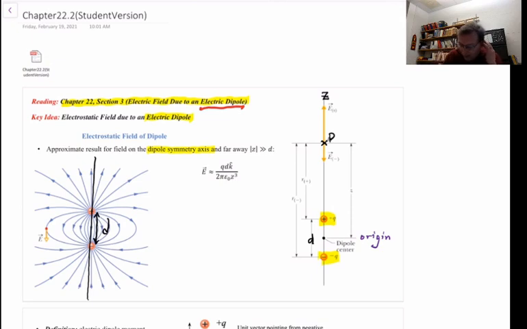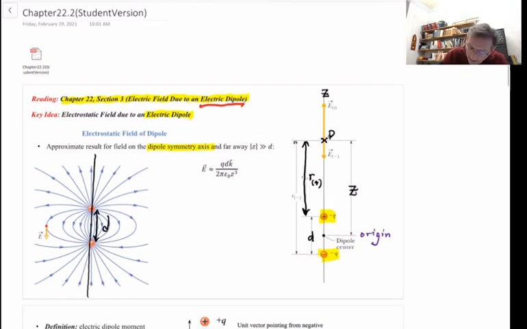All right. So we're going to label the distance from the origin out to point P as a distance z, because it is on the z-axis. Then the distance from the plus charge to point P, right there, this book labels r sub plus. And the distance from the negative charge to point P is that distance, and this book labels that r sub minus. And then it also shows the contribution of each charge's electric field at point P.